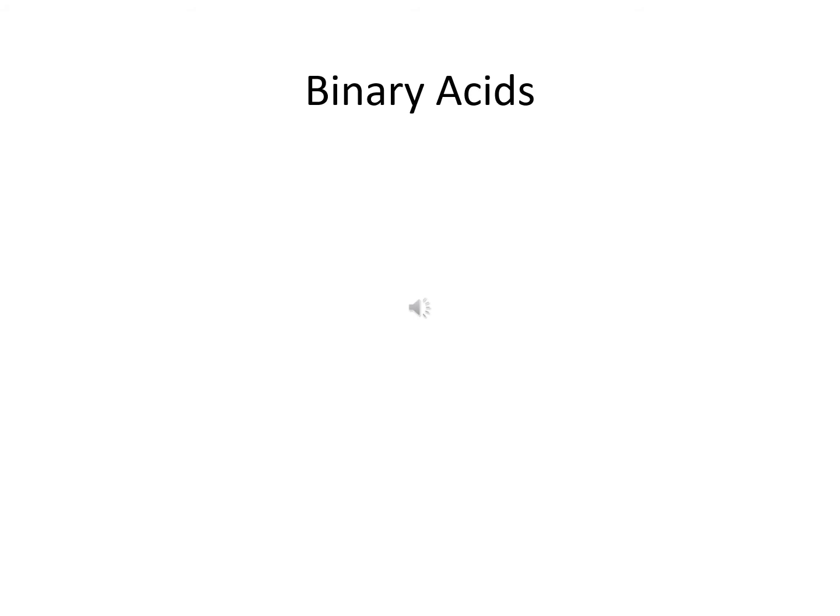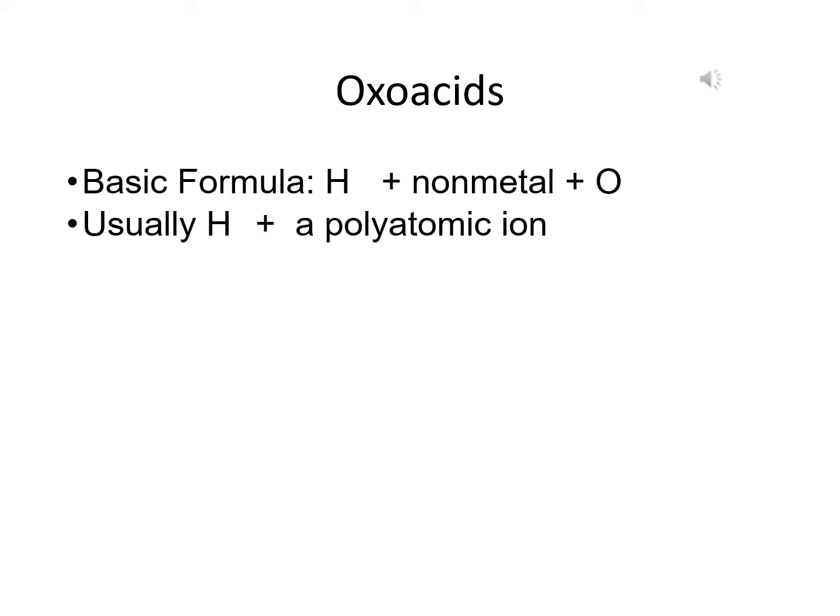Okay, let's move on to our next slide about oxoacids. So when we talk about oxoacids, it's helpful to know the basic formula for them. Oxoacids typically contain one or more hydrogens, a nonmetal, and one or more oxygens. Typically, we can look at the formula and see that it's composed of one or more hydrogens and a polyatomic ion. So the nonmetal and the oxygens are often a polyatomic ion we can recognize. Now the number of hydrogens in the formula is generally equal to the charge on the polyatomic ion.